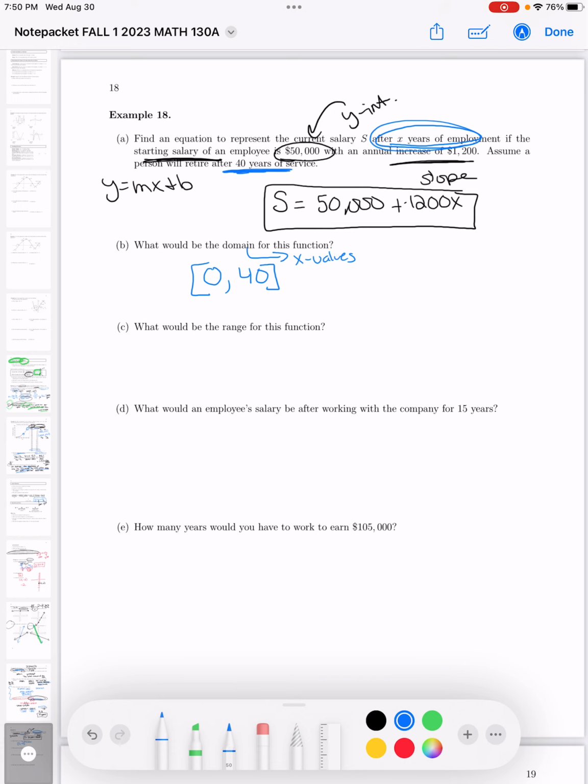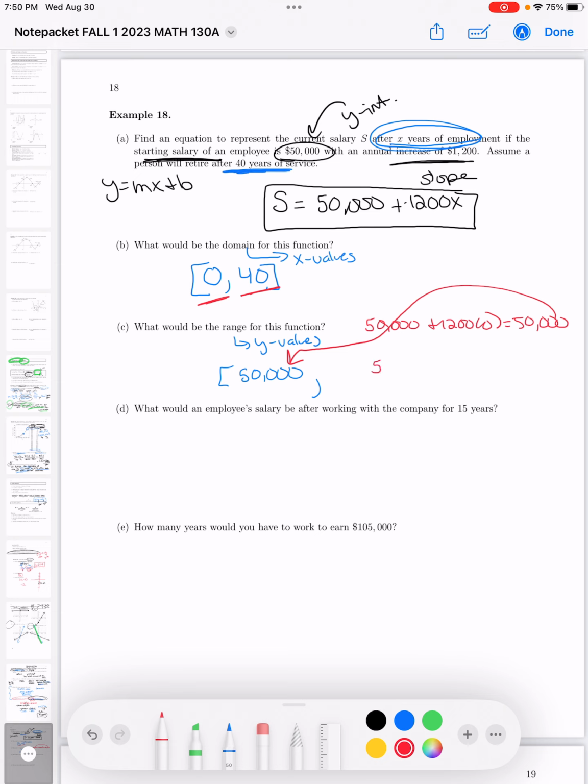Now for the range. The range are the Y values. So one shortcut is to say, well, the initial Y value, the y-intercept, the starting, is 50,000. So you could just go ahead and write that one out. If you didn't see that, that's okay. You can not take the shortcut. We're going to plug in 0, and then we're going to plug in 40. So we're going to plug in twice. If I plug in 0 in my calculator, I get 50,000. Again, if you saw the shortcut, you didn't have to plug in 0. That y-intercept is the beginning y amount.